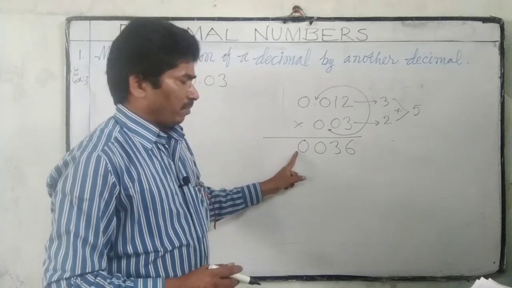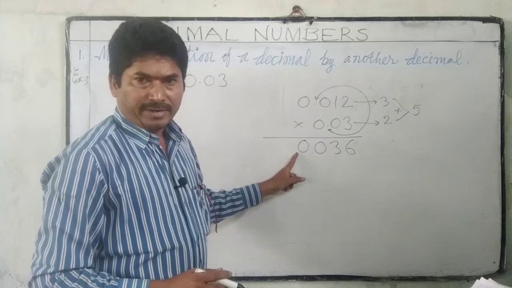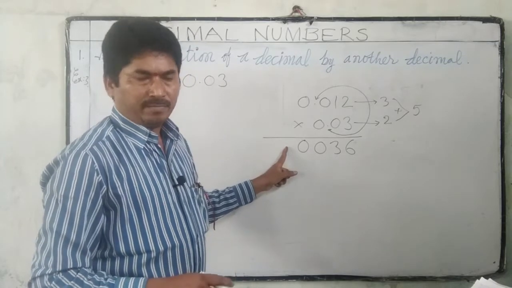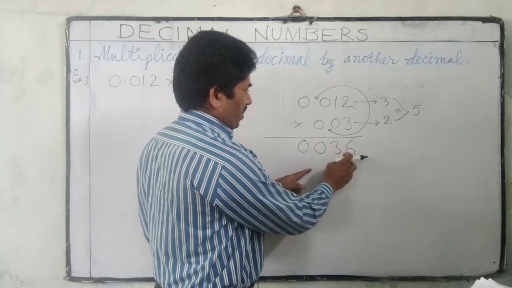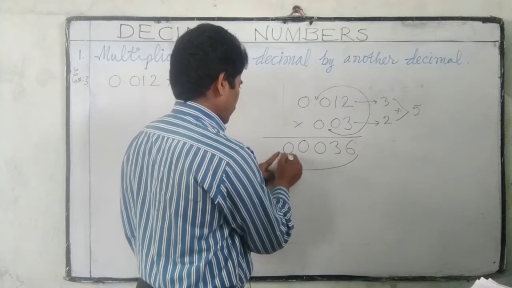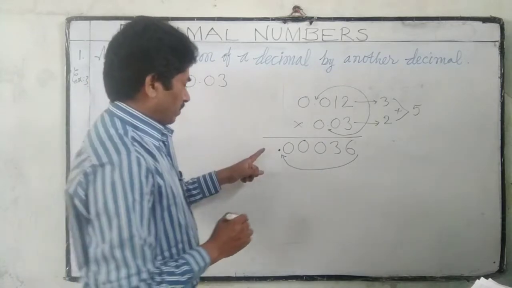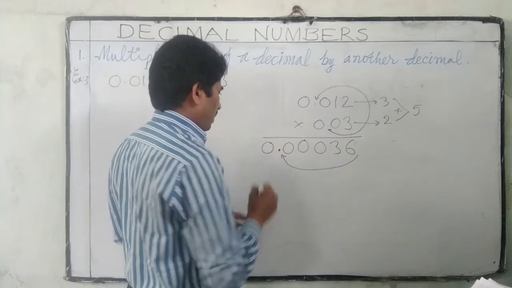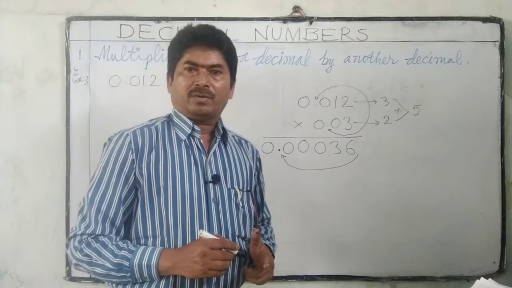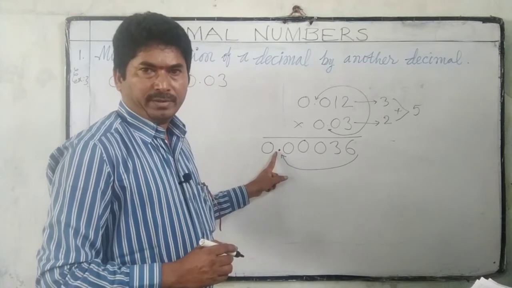1, 2, 3, 4. But there are not enough places in this product. That's why we have to place zeros as many as needed. 1, 2, 3, 4, 5. And also write one more zero in the integral part. If there is no integral part, we have to write a 0 to give prominence to this decimal point.